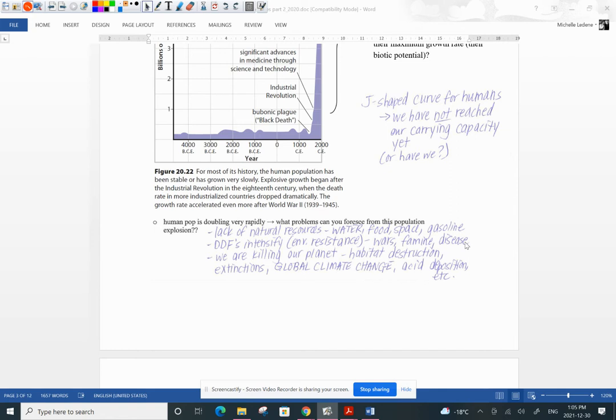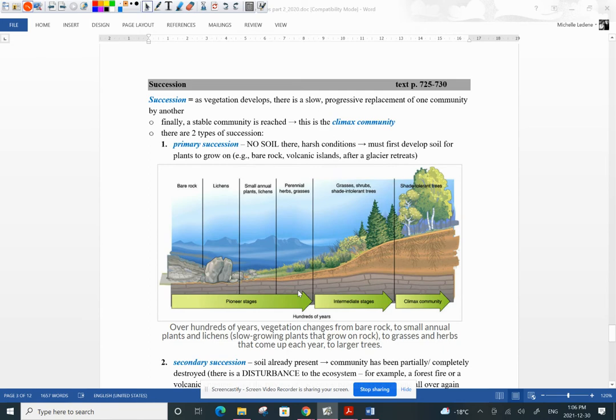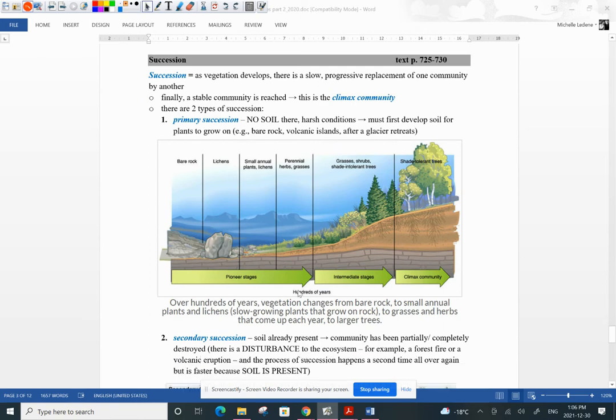Good example now, COVID. Killing our planet, we're destroying habitats, we're causing mass extinctions of populations, global climate change, acid deposition. All these things in the future or now can be problems that eventually are going to limit our human population growth.